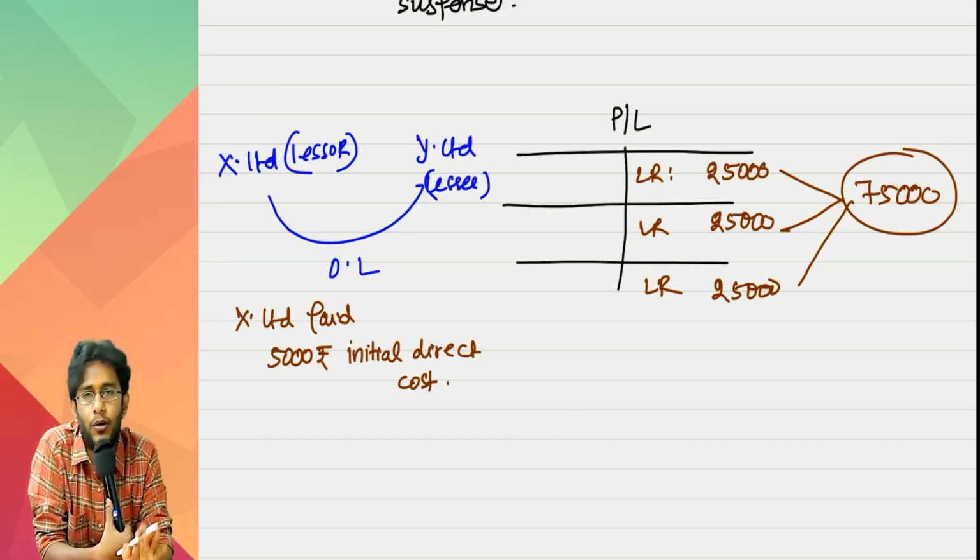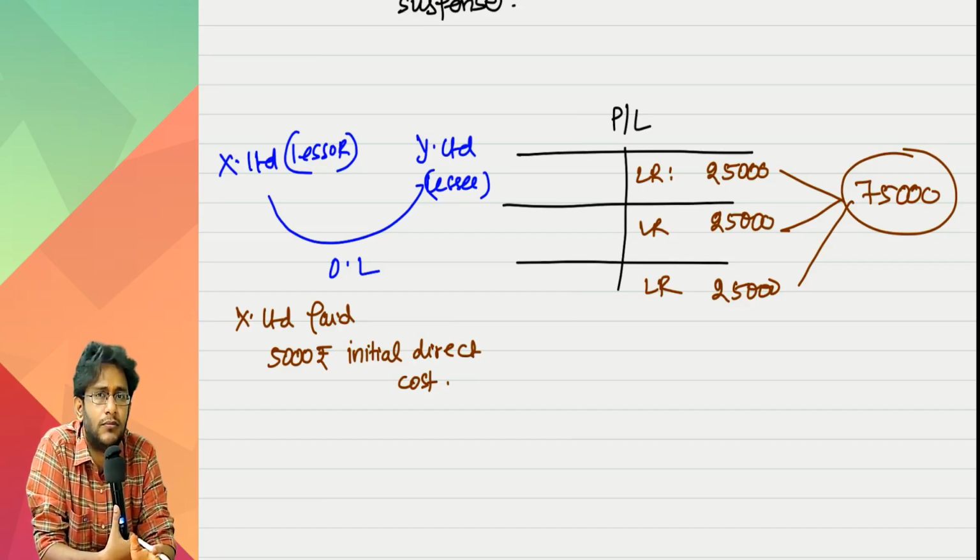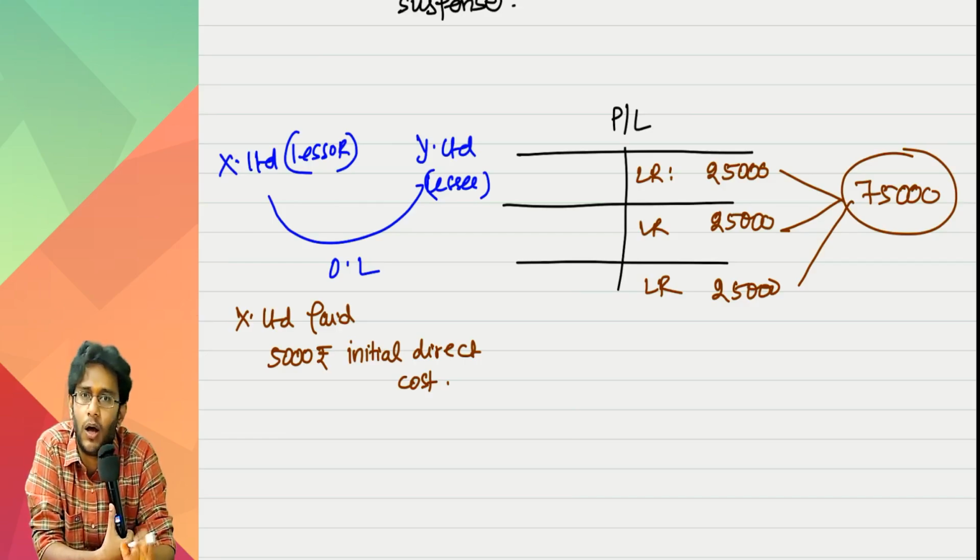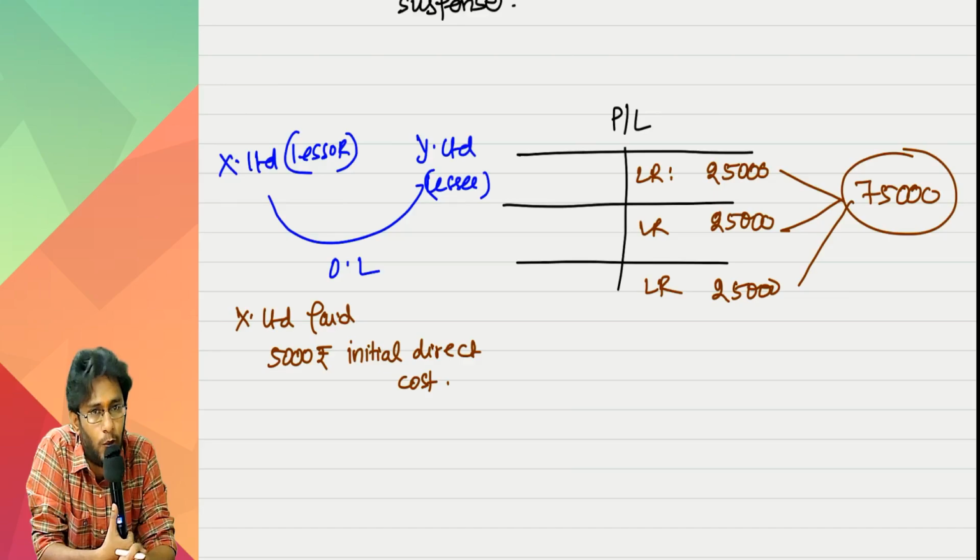You guess and tell me what could be the treatment of this. Very easy guess. I paid 5,000 rupees today, first day, for entering into an operating lease transaction. This 5,000, when should I release to P&L account? Now or over a period of time?